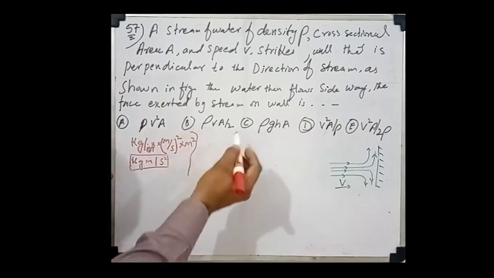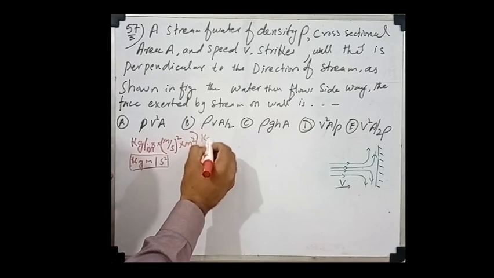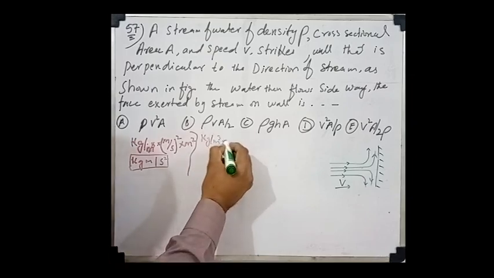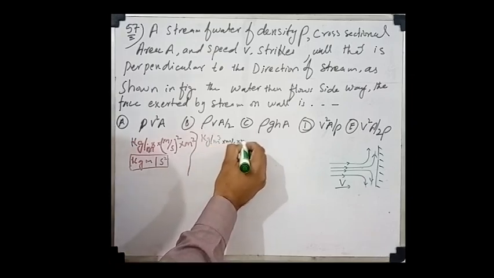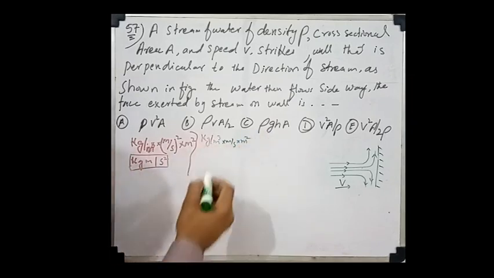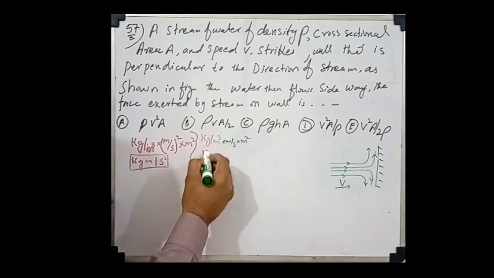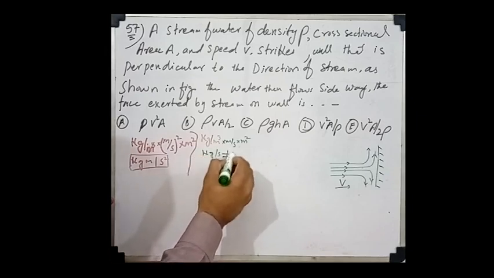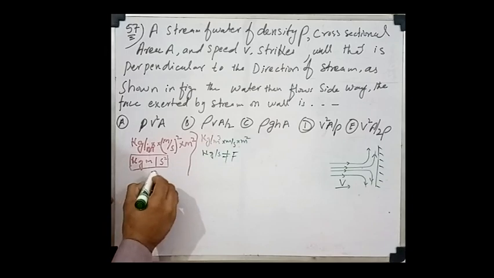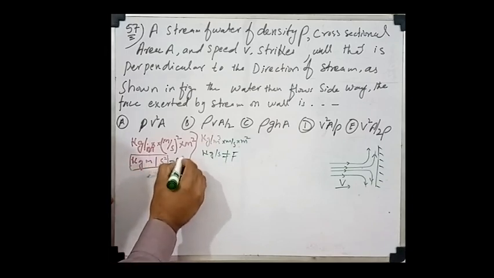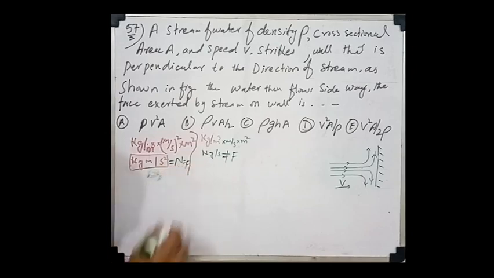Similarly, if we find the dimension of kg per meter cube, multiplied by meter per second, multiplied by meter square, and 2 is a constant, we can see that this is equal to kg per second. This is not equal to force. This one is equal to force. This is the same dimension as Newton, which is equal to force.